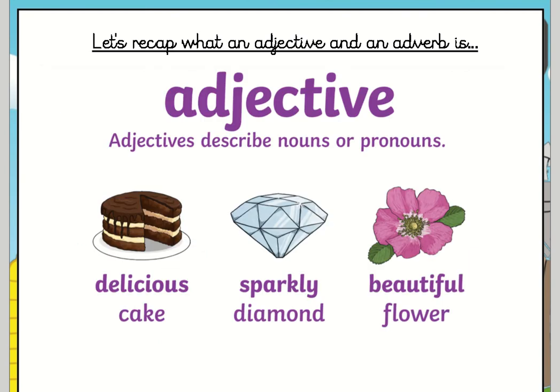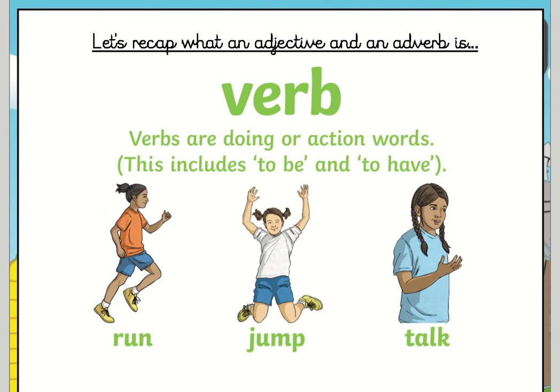An adjective's linked to nouns. An adjective describes a noun or a pronoun. So we've got three different examples of adjectives here. We've got delicious to describe the cake, sparkly to describe the diamond, and beautiful to describe the flower. Again, you might be able to look around your room and notice some nouns and maybe think of a word you could use to describe it. It could be a colour, could be a size adjective, it could be to do with how something feels. Maybe have a go.